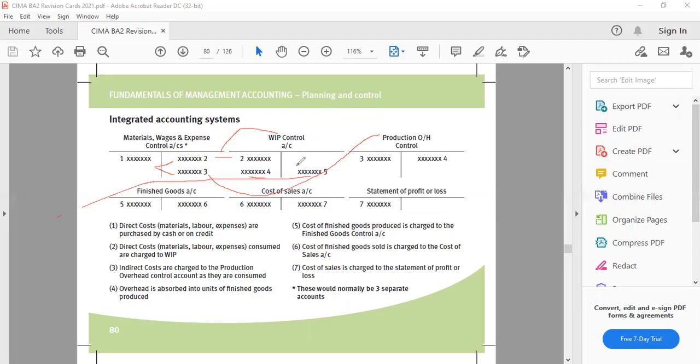Now, there is a difference between what is the overhead absorbed and what is the total overhead which is incurred. Now, from overhead account, overhead is absorbed into units of finished goods produced.